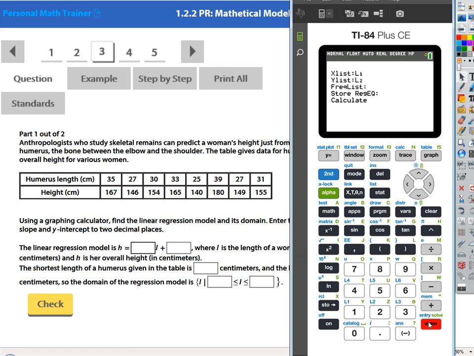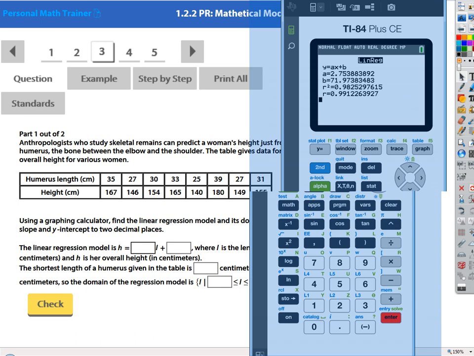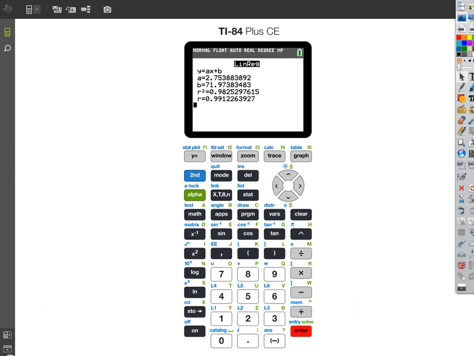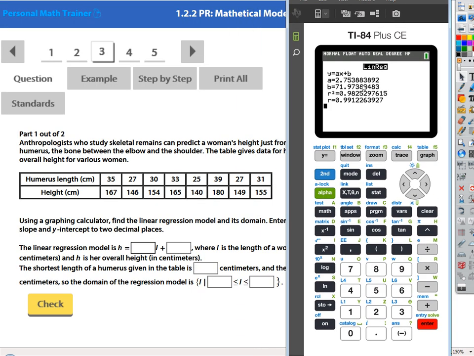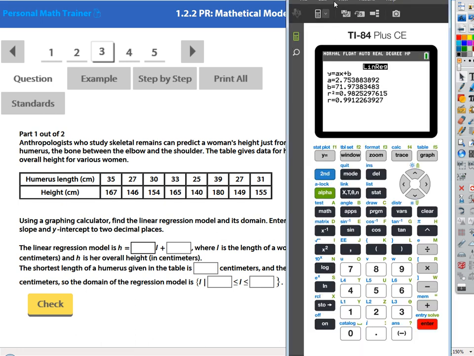So then that's the first thing they ask for here. They want us to use the graphing calculator to find linear regression. We did that. The linear regression model is H equals blank times L plus blank. Well, in our case, remember, L is like X, right? So here's our model. Y equals AX plus B. So Y is like my H, X is like my L, and so A is being multiplied by X, or L in this case, right?